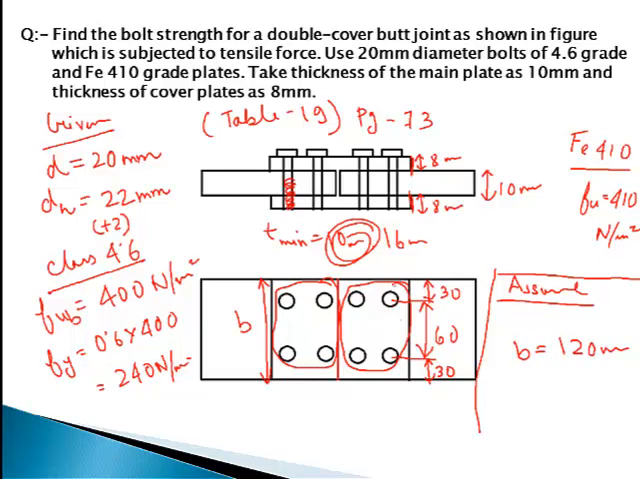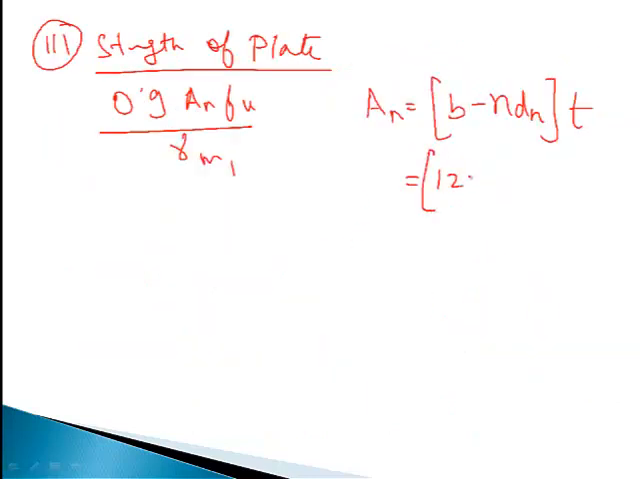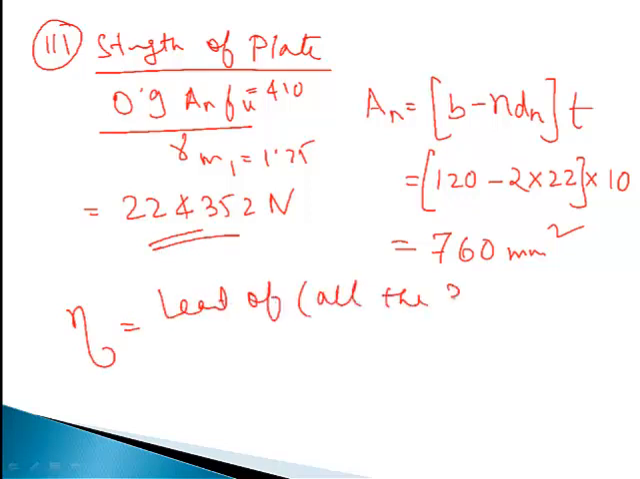Okay, next, the bolt can fail in this line, in this line, in this line. Okay, so in one line how many bolts are there? Only two. Okay, so the formula will be 120 minus 2 into 22, into thickness 10. Okay, so it comes around 760 square mm. Now if you put this in the formula, this will be 410, this will be 1.25, you will get around 224,352 Newton. Okay, now if you have to find the efficiency, we have to take the least of all the three divided by the strength of the solid plate.